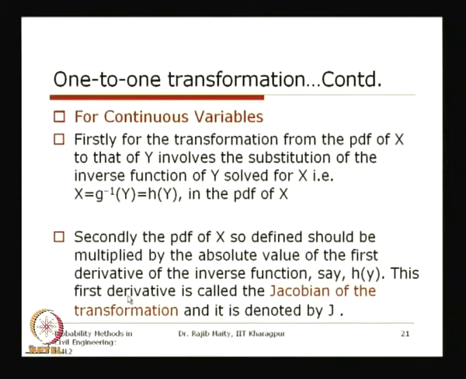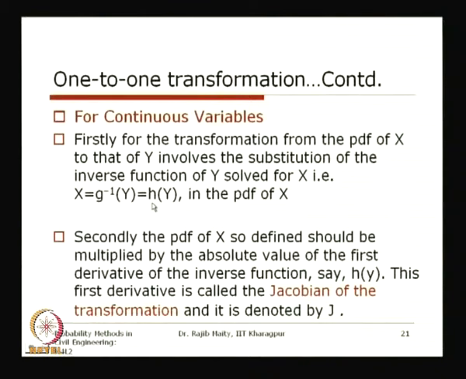So, this first derivative is called the Jacobian of the transformation and it is denoted by J. The absolute value of this Jacobian should be multiplied with the PDF of this y, expressed in terms of y, that is x equals g inverse y. That is to be multiplied.